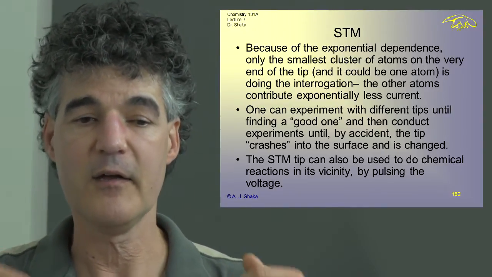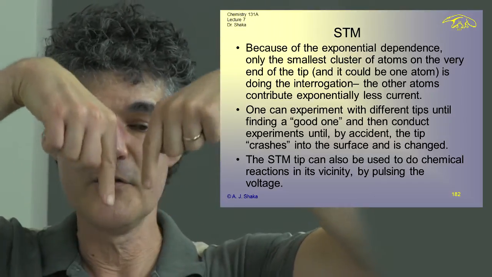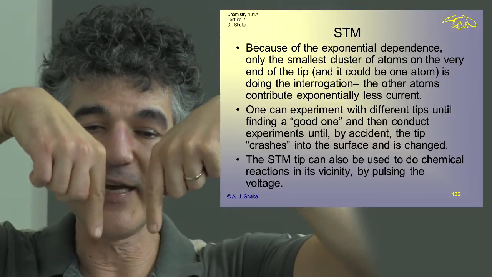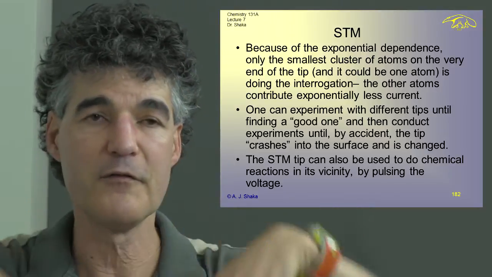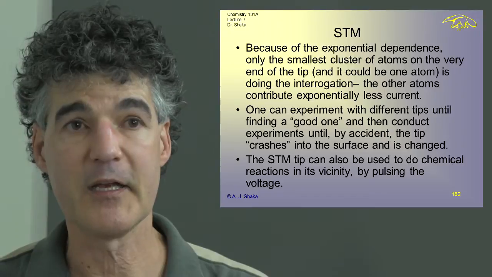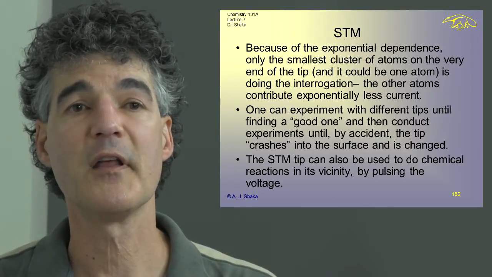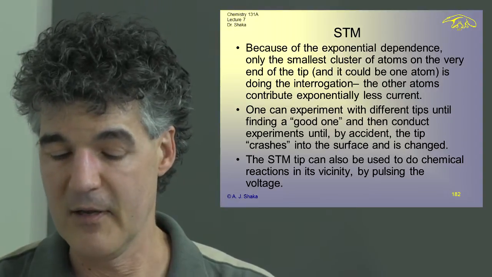unlucky, unlucky would be two tips coming down, two bunches of grapes, both the same size, that would give you a very confusing image. That doesn't happen very likely. The other ones contribute exponentially less current, and that means that they don't bother you much.